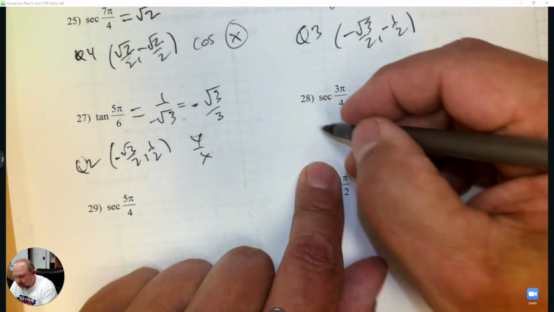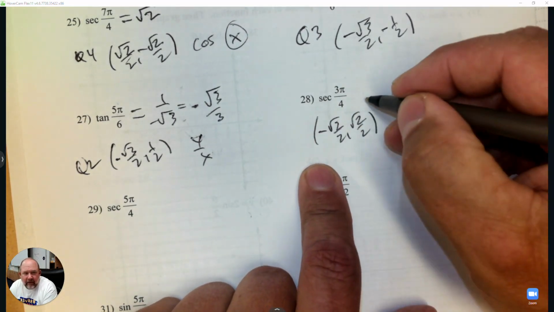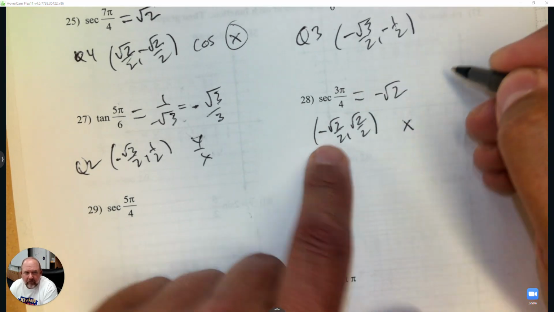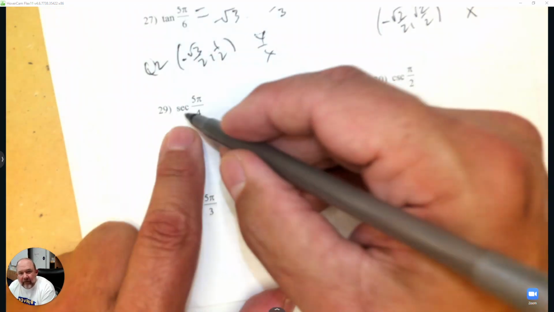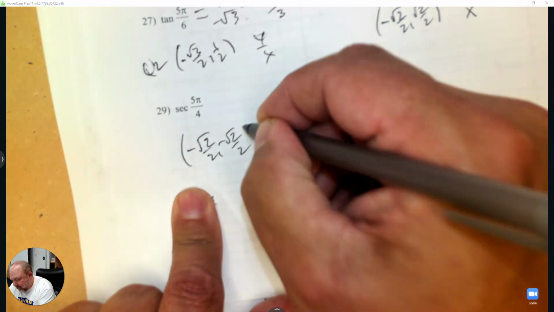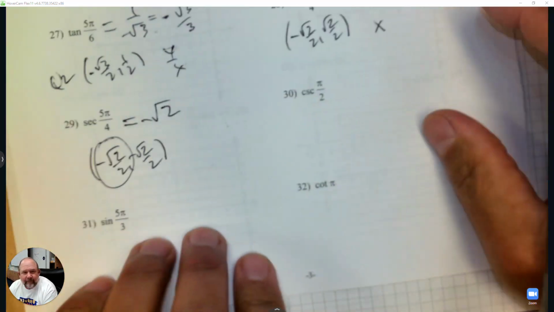Again, quadrant number 2, so it's a negative and a positive. It's a 45. Secant, you look at the x coordinate and you do the reciprocal. Secant 5 pi over 4, it's negative 45. And then do the reciprocal of the x coordinate.